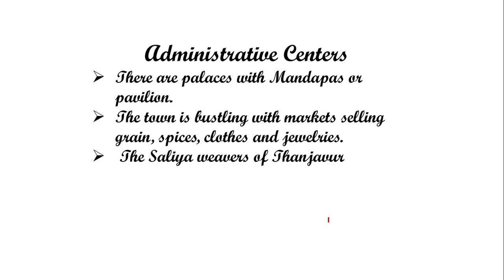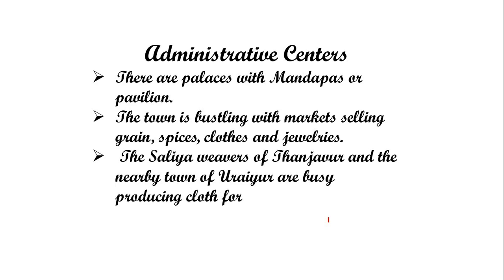Okay, so the Saliya weavers of Thanjavur and the nearby town of Uraiyur are busy producing cloth for flags. Okay, so we are talking about the towns, traders and craftsmen. This is our chapter, related to the trading activities. So craft work was also done by the people, in which weapons, tools, statues were made. And some people were involved in the weaving of clothes, in which one community was there, which was the Saliya community. You must know about it.